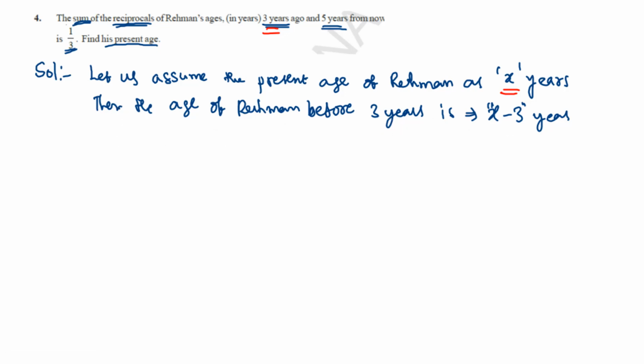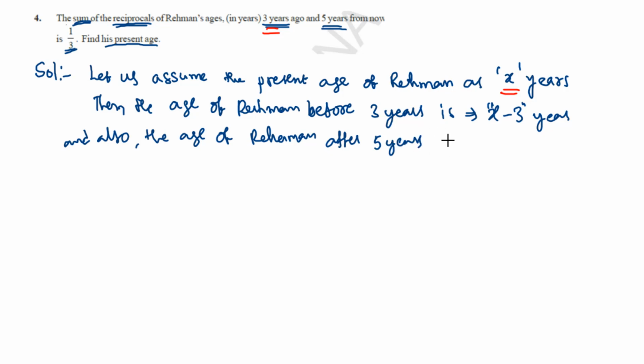In a similar way, let us find out the age of Rehman after 5 years. So tell me, what will be Rehman's age after 5 years? Very good. It will be x plus 5 years. We have to add 5 years to the present age so that we get the age of Rehman after 5 years. Now we have the ages of Rehman 3 years ago and after 5 years, which are x minus 3 years and x plus 5 years respectively.